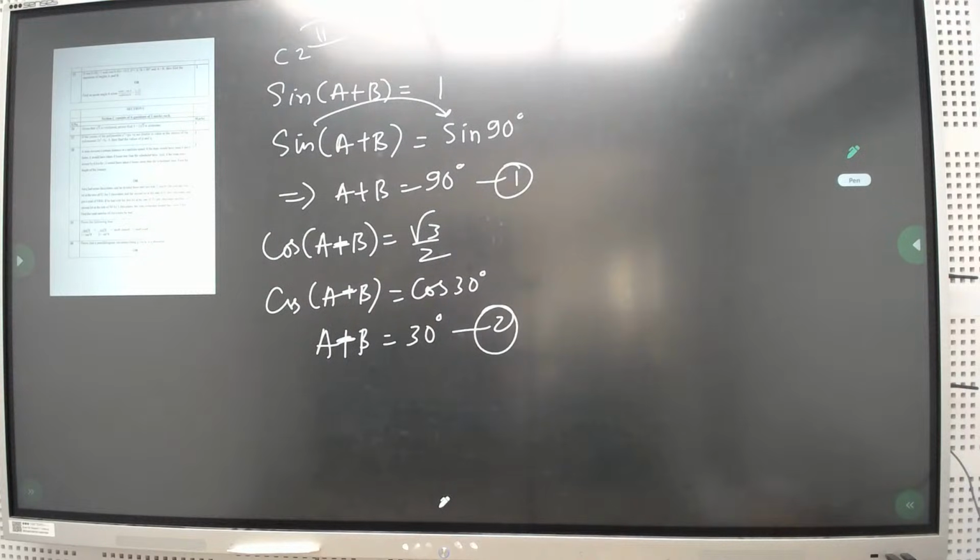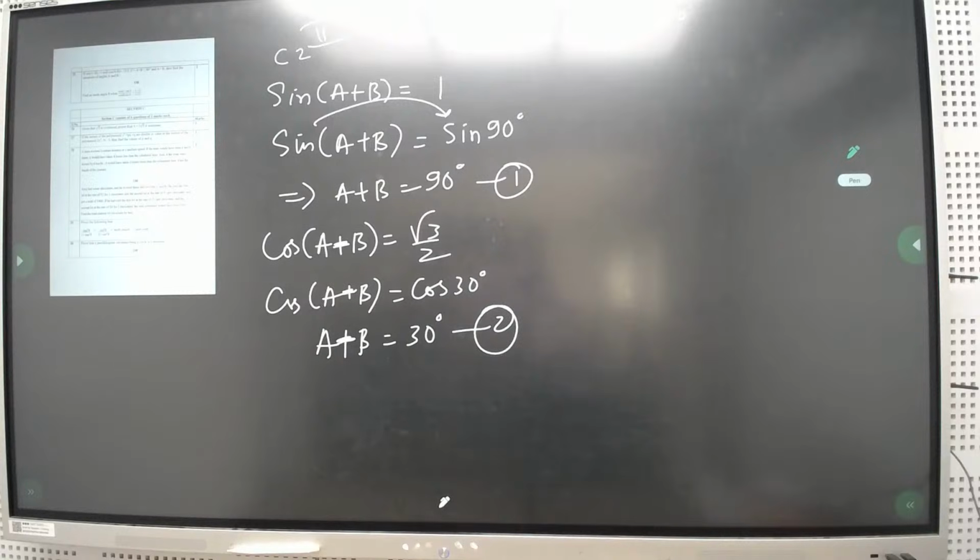B 30, 60. It is within the range. 0 degree is less than the sum of those two angles, 90 degree. It is not greater than 90 but equal to 90. Greater than 0, less than or equal to 90.